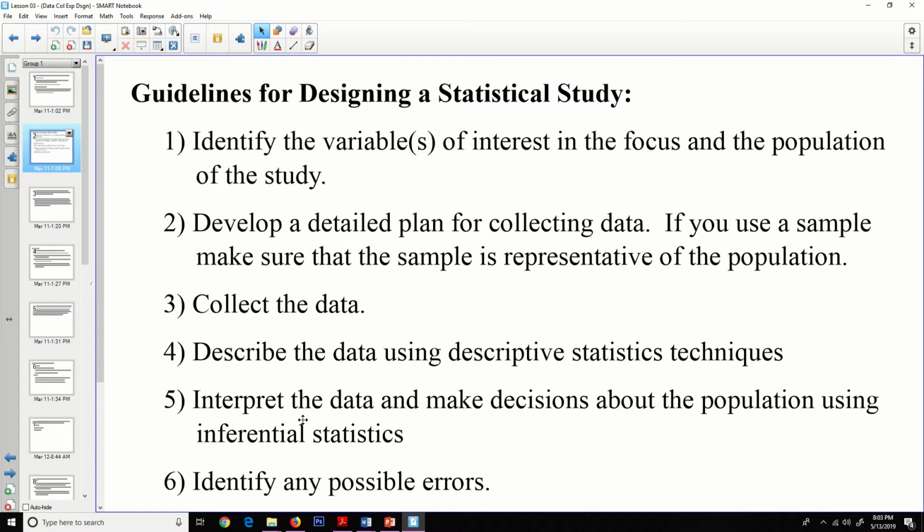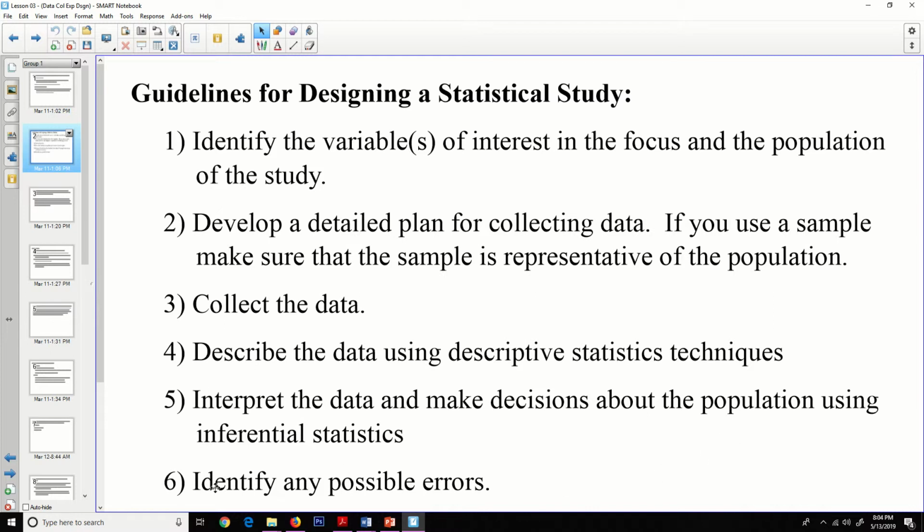Then we're going to talk about interpreting the data and making decisions about the population using inferential statistics. We're going to find out that our sample is going to give us a fairly good idea of what's going to be happening in the entire population.